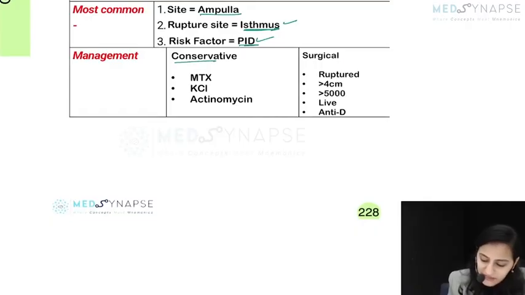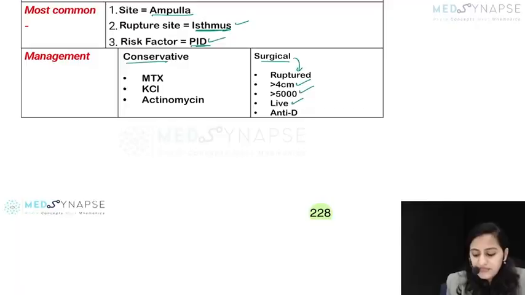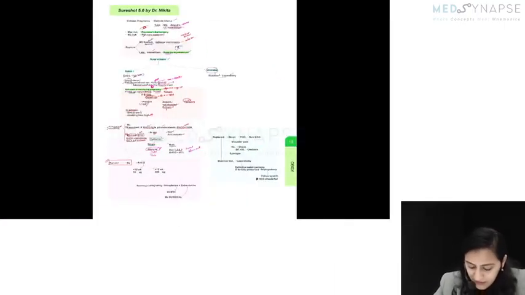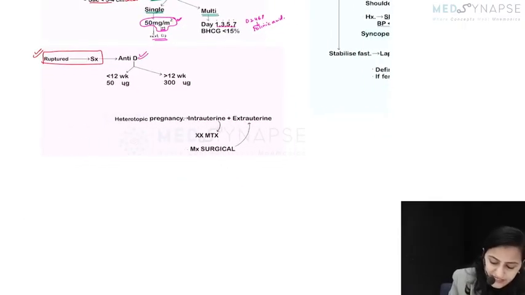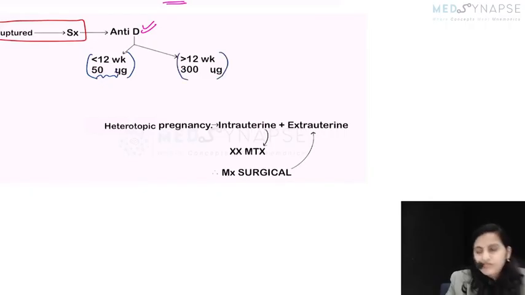Management can be conservative or surgical. Surgical is done when it is ruptured, sac size is more, beta HCG is more, or it's a live pregnancy. And whenever you are doing surgical management, you will have to also give anti-D. How much is the dose of anti-D? 50 microgram up to 12 weeks, and 300 microgram for more than 12 weeks. The new guidelines say 300 microgram in all.